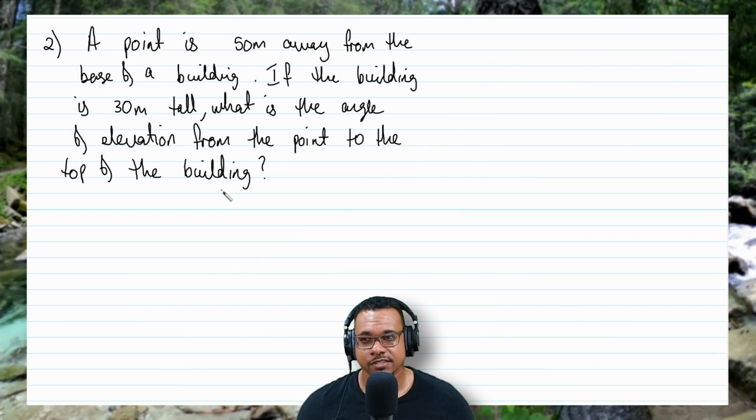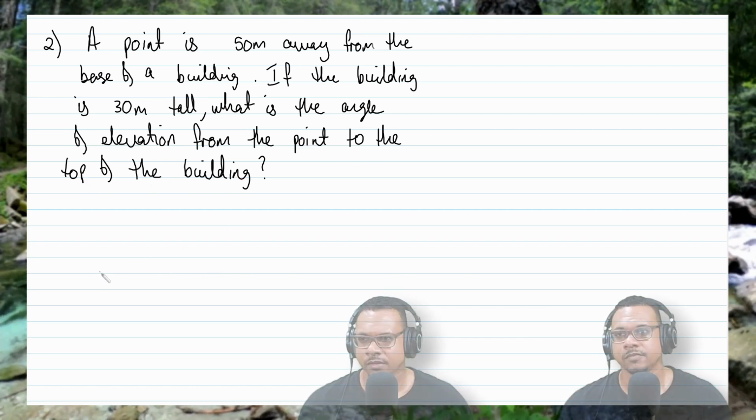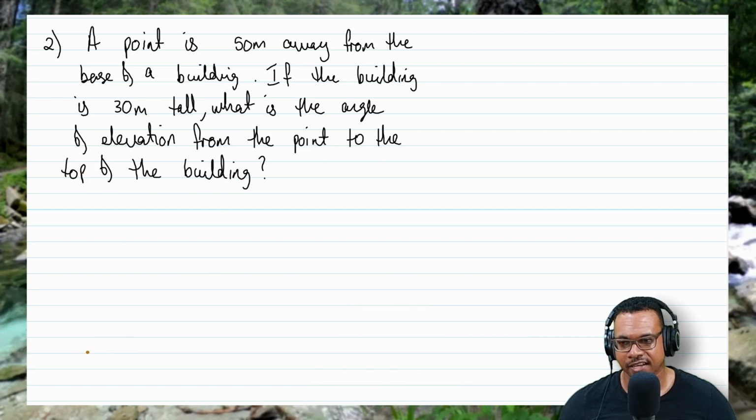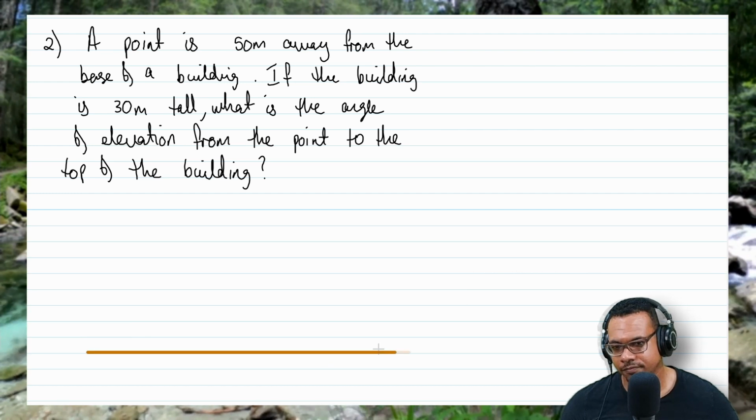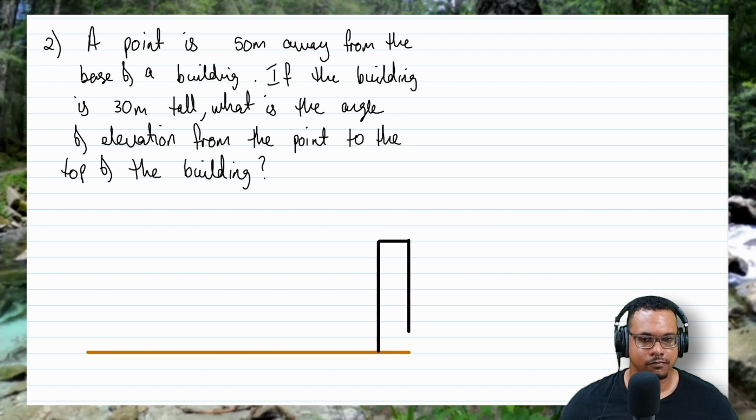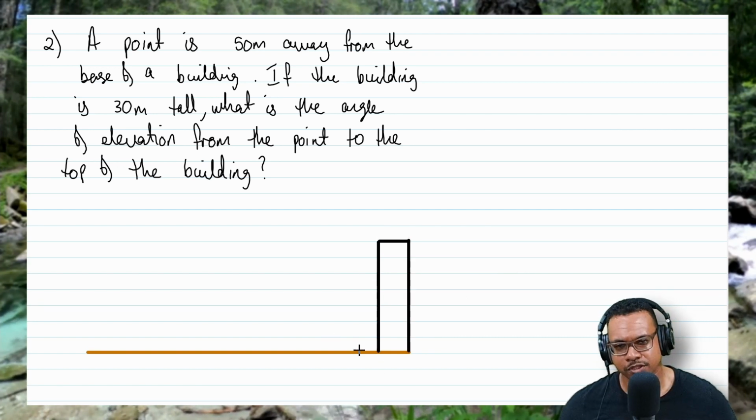For my second question, dealing with angles of elevation, we have a point that is 50 meters away from the base of a building. If the building is 30 meters tall, what is the angle of elevation from the point to the top of the building? First I'll draw a horizontal line to represent the ground. Then I'll draw my building here, going up vertical. And of course, it will form a 90-degree angle with the horizontal ground.